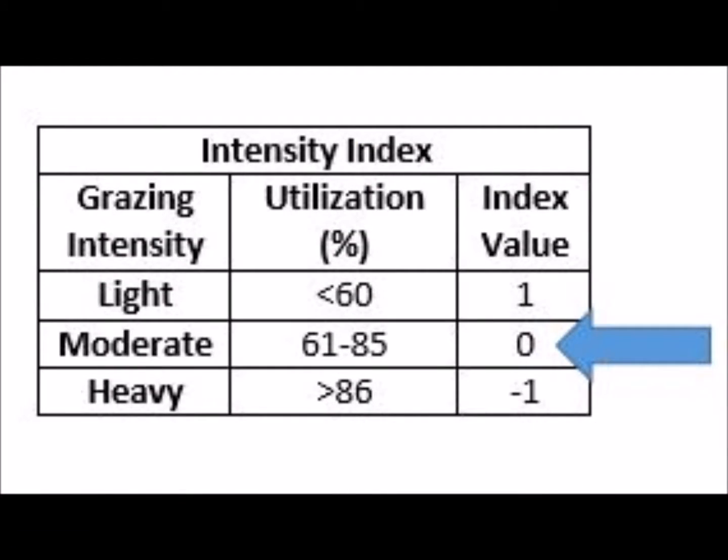For example, in 2015, it was estimated that 75 to 80% of the foliage was removed during grazing at Site 3. In the adapted tame forage scoring method, this results in a score of 0, or neutral impact.